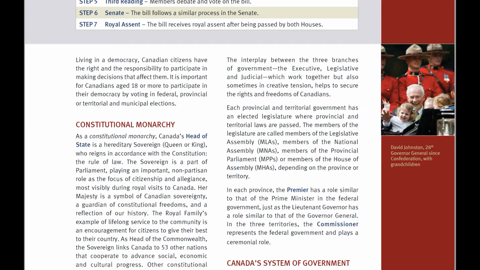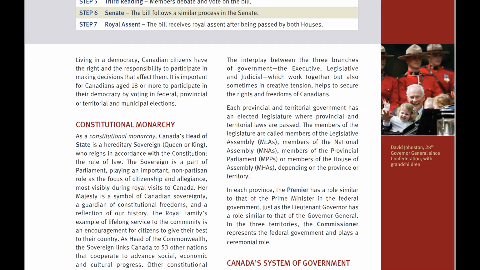Each provincial and territorial government has an elected legislature where provincial and territorial laws are passed. Depending on the province or territory, the members of the legislature are called members of the Legislative Assembly, or MLAs, members of the National Assembly, or MNAs, members of the Provincial Parliament, or MPPs, or members of the House of Assembly, or MHAs.